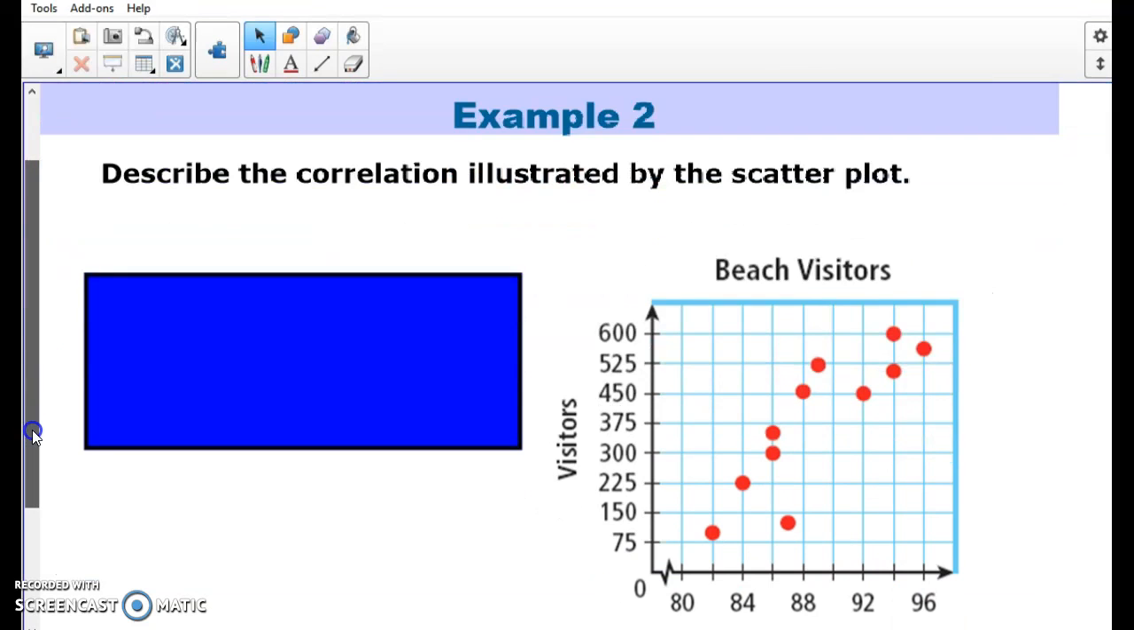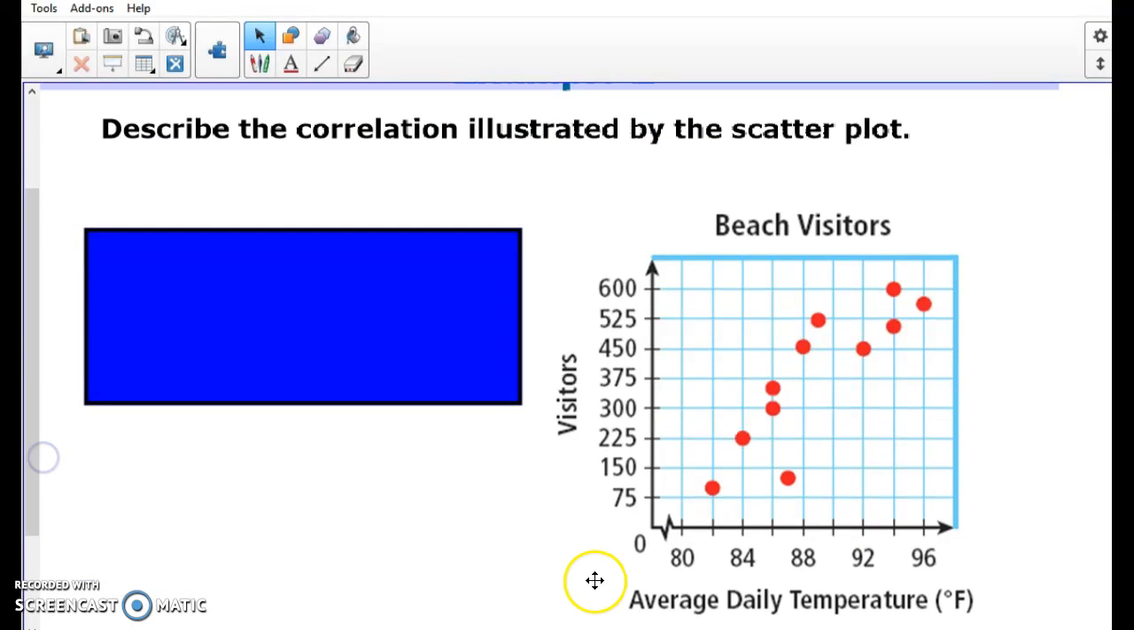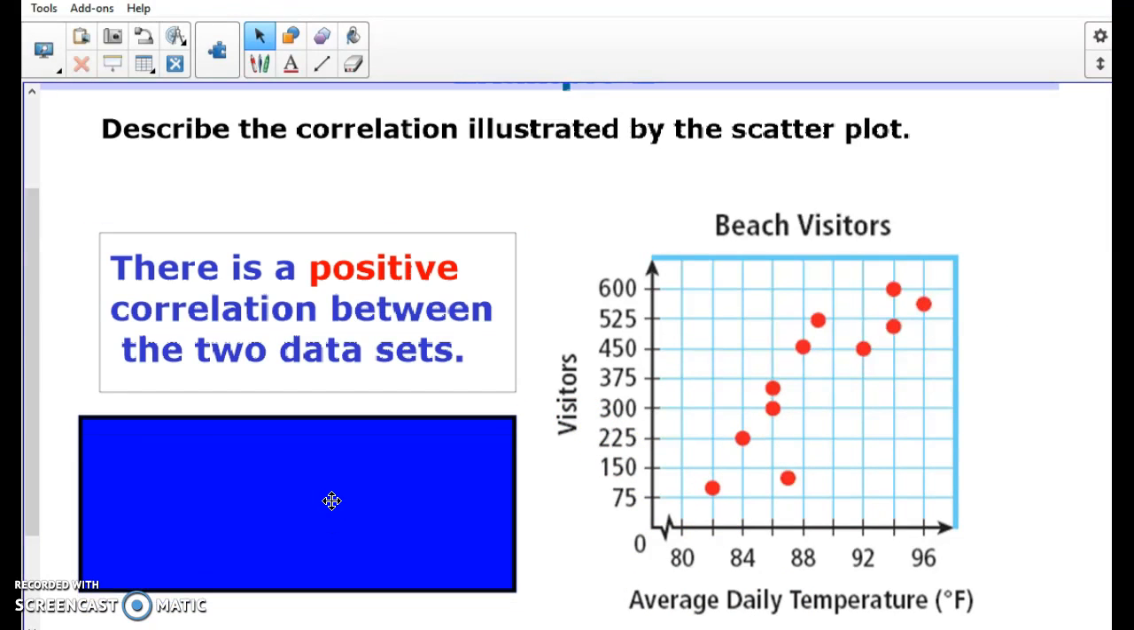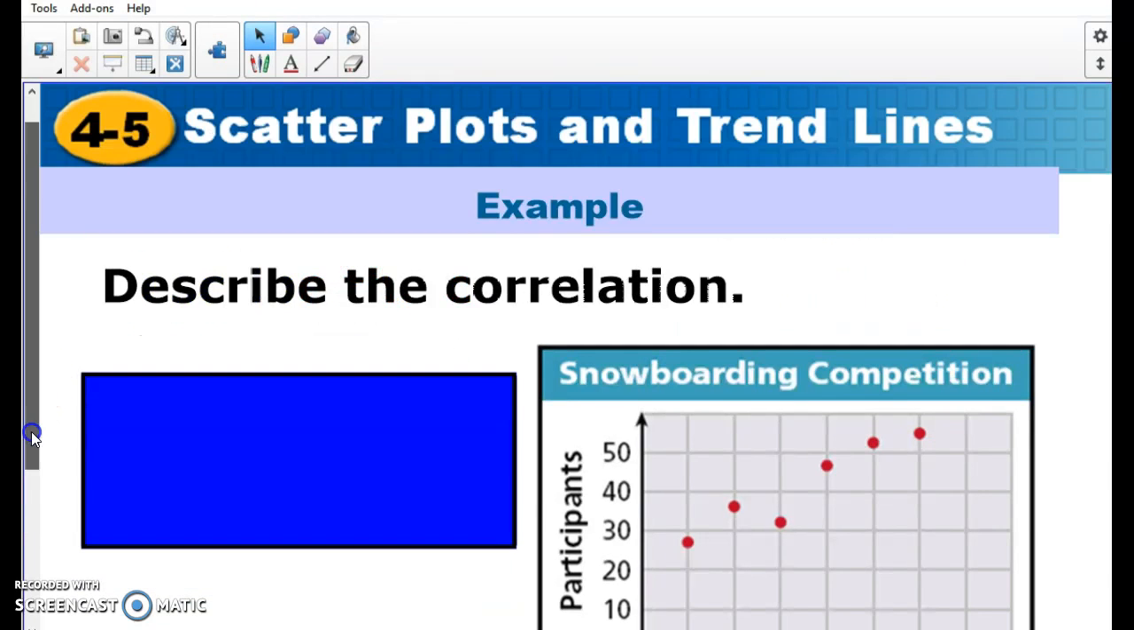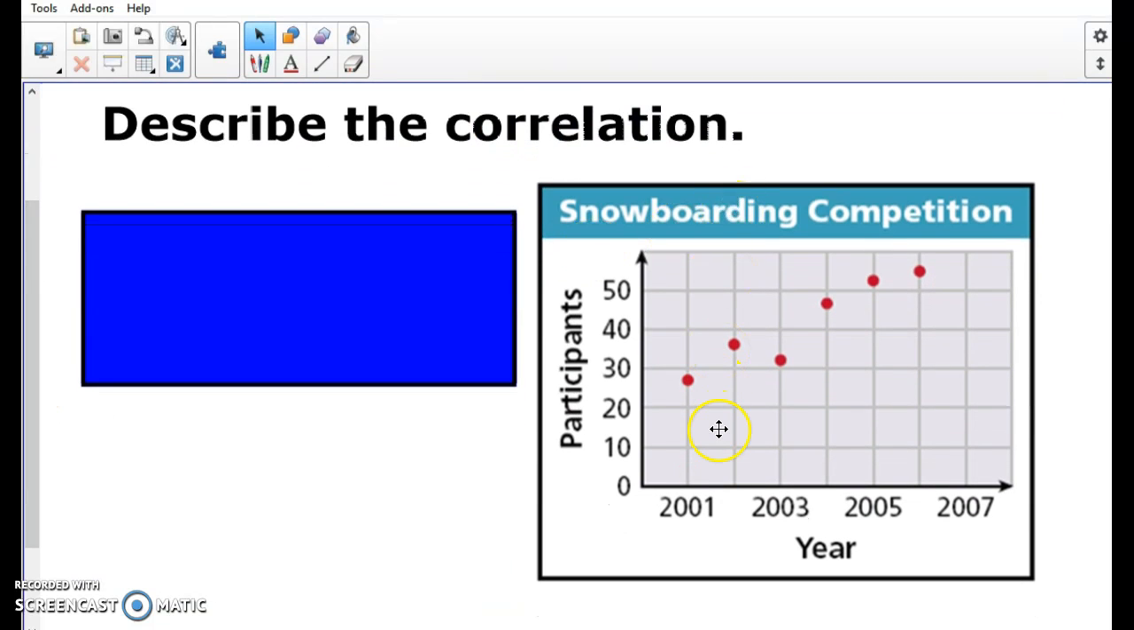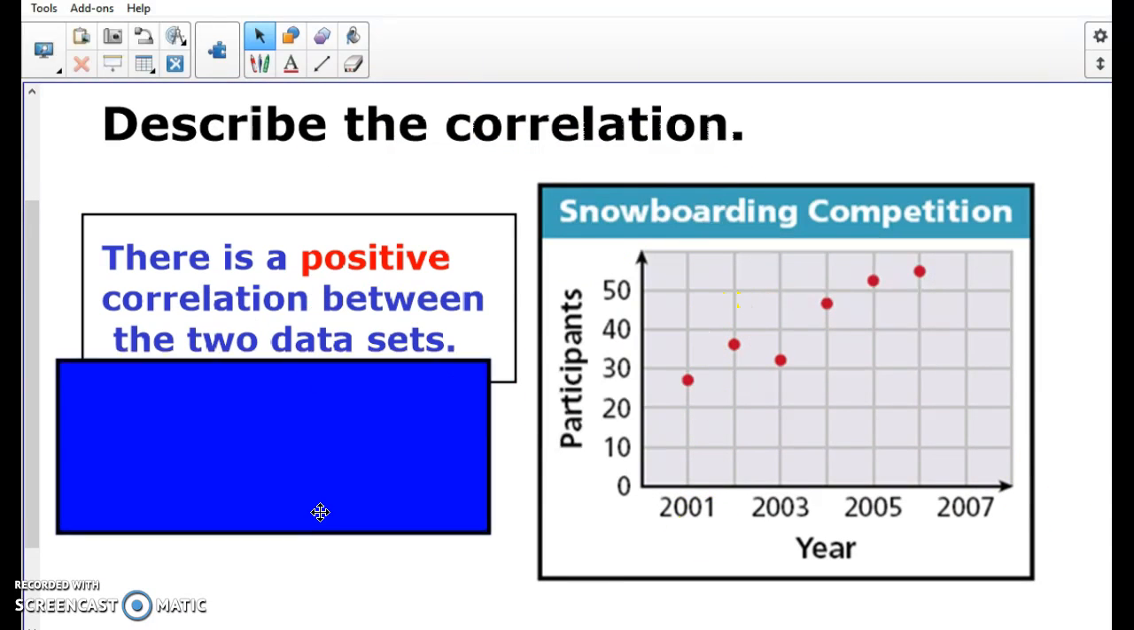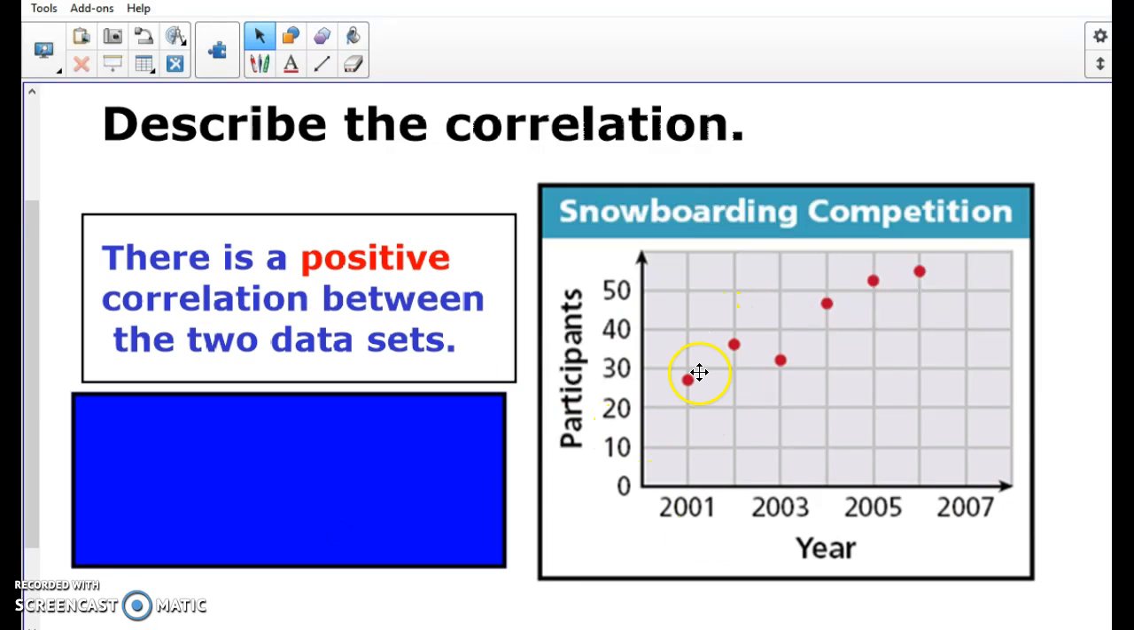So looking at this one, we're comparing the average daily temperature to visitors. Well, that's going to have a positive correlation. The hotter it is, the more people are going to go to the beach. If it's colder, people aren't going to go to the beach. Something like this, a snowboarding competition by year and the number of participants. This is also a positive correlation. So maybe something that started off not so popular in 2001 is growing in popularity, so it's going to get more and more people each year.